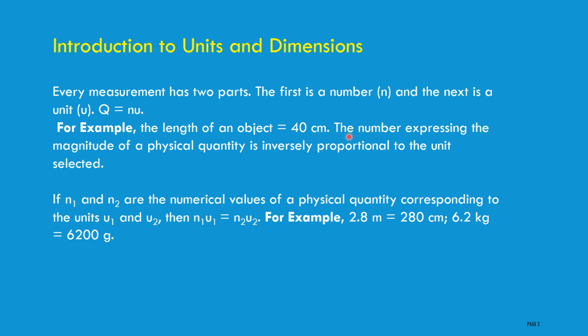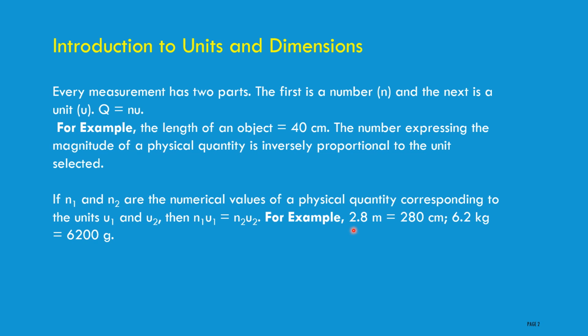The number expressing the magnitude of a physical quantity is inversely proportional to the unit selected. If n1, n2 are the numerical values of a physical quantity corresponding to the units u1, u2, then n1 u1 is always equal to n2 u2. For example, 2.8 meter will be equal to 280 centimeter.